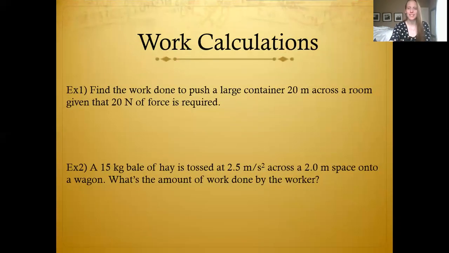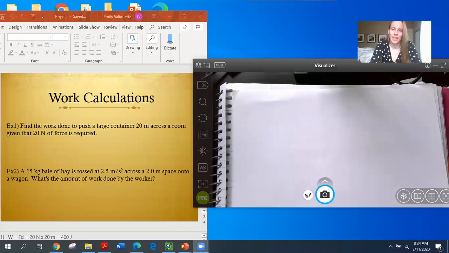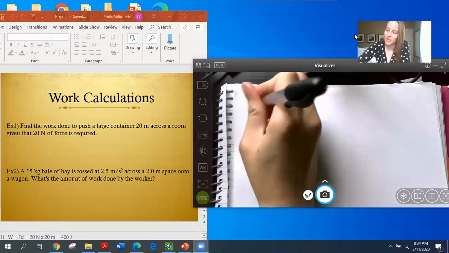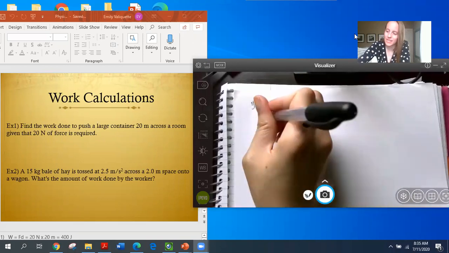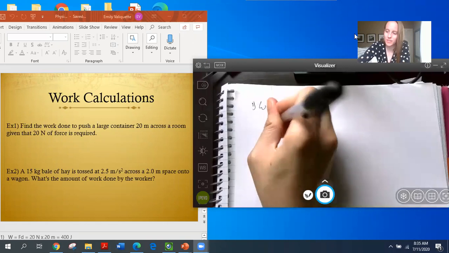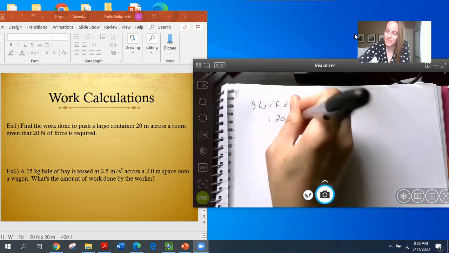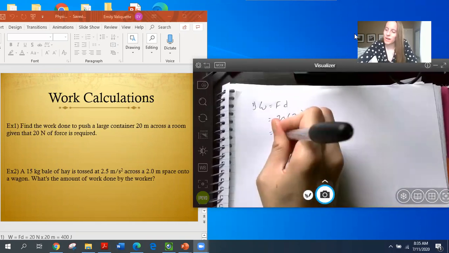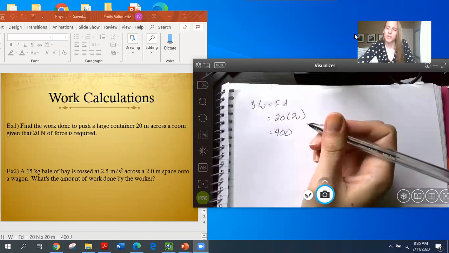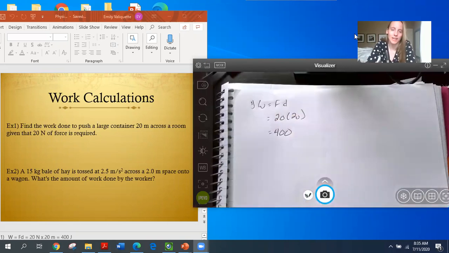So let's try some calculations. For the first question here, we're just going to use the formula work equals force times distance. It tells us that the force is 20 newtons and the distance is 20 meters. So 20 times 20 is 400, which is going to be the work that is done.